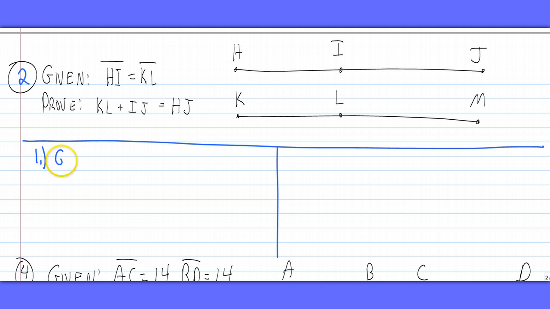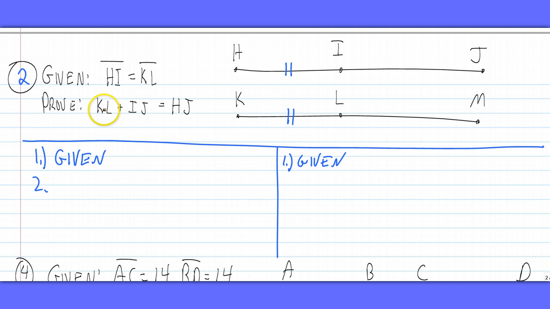Statement 1 and reason 1 will be the given. Statement number 2, I want to use my given, although there's nothing I can really do with that right now, but since I've written given, I can put these markings to show that HI and KL are in fact equal to each other. Since I've said it in my proof, I can put the markings.